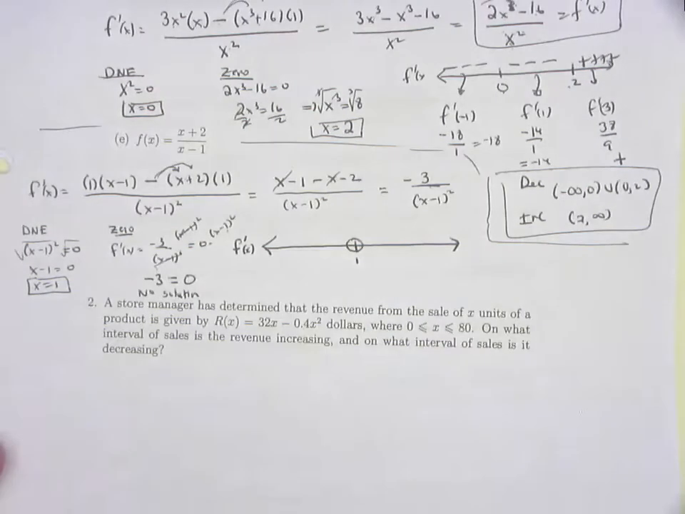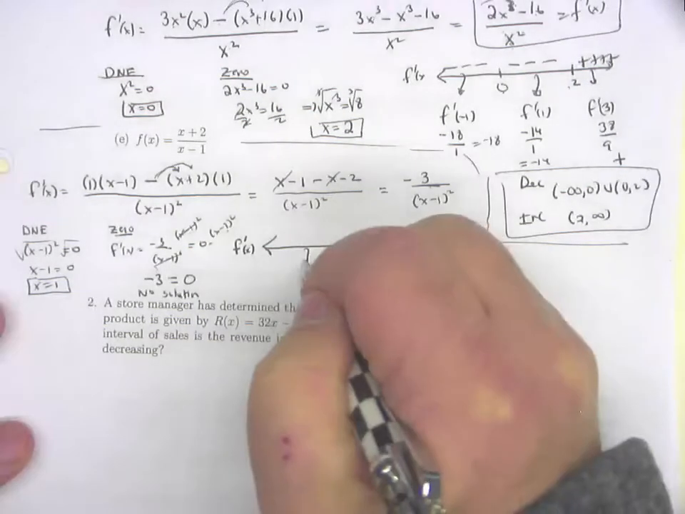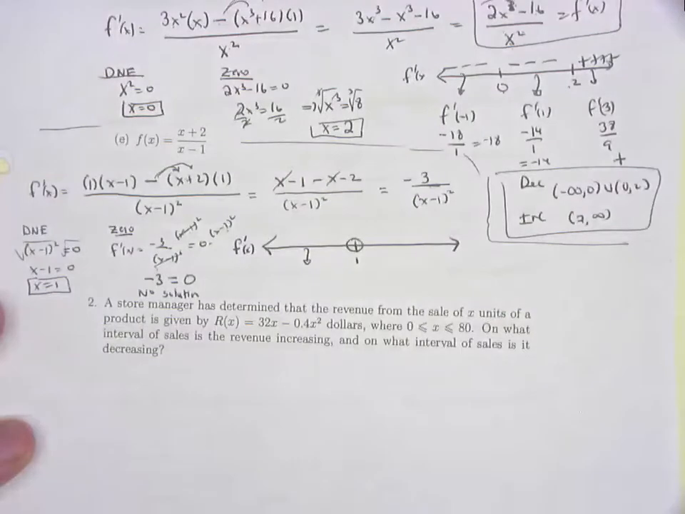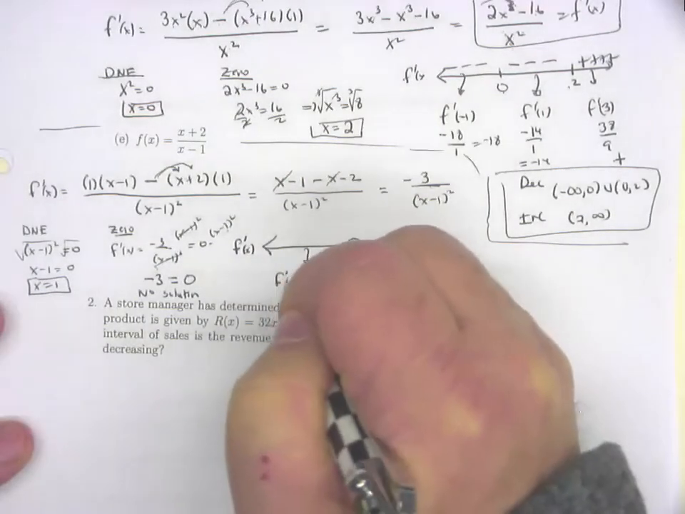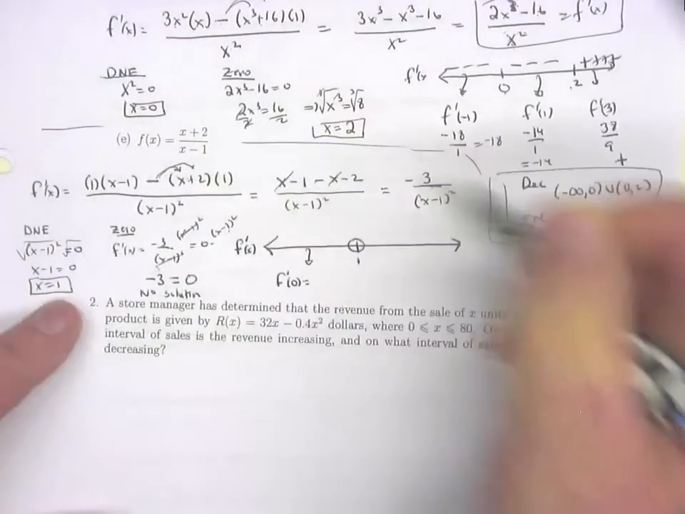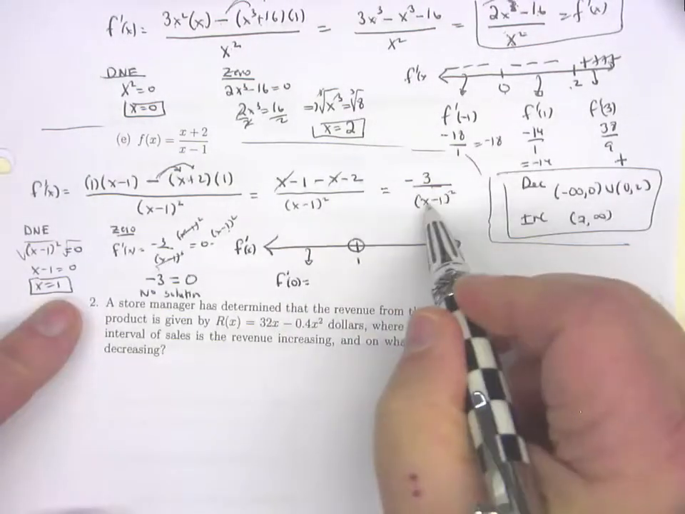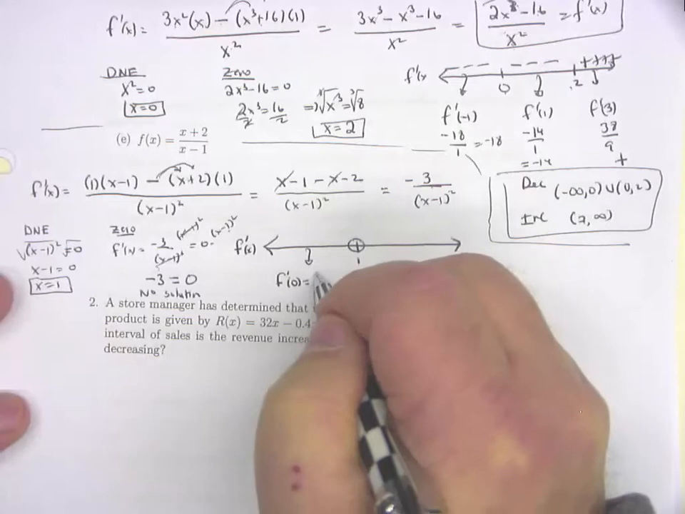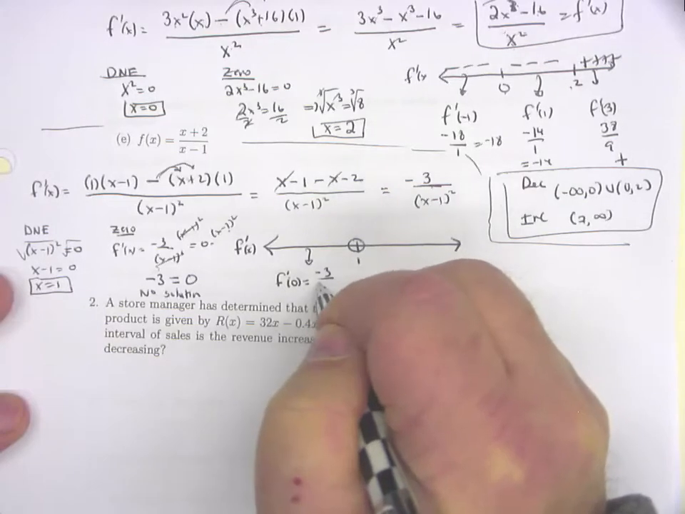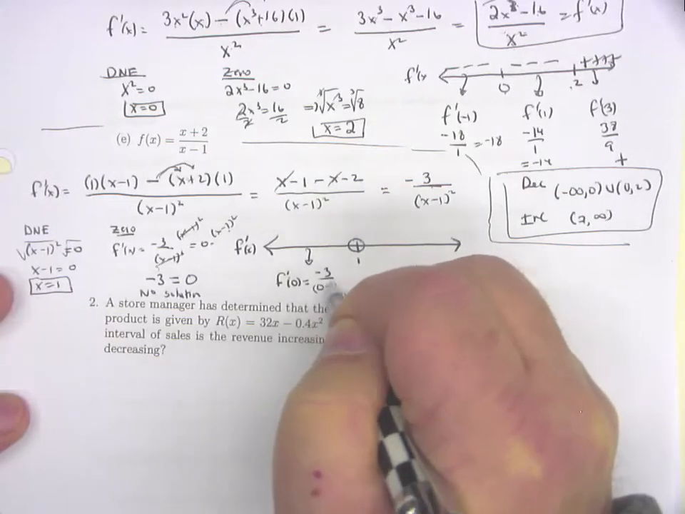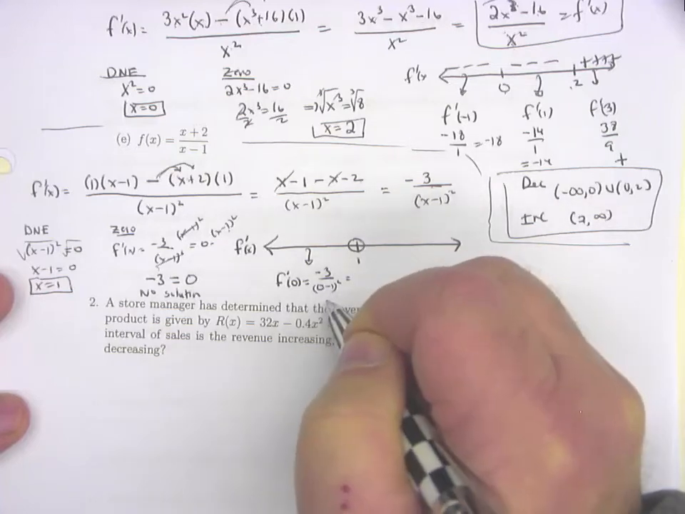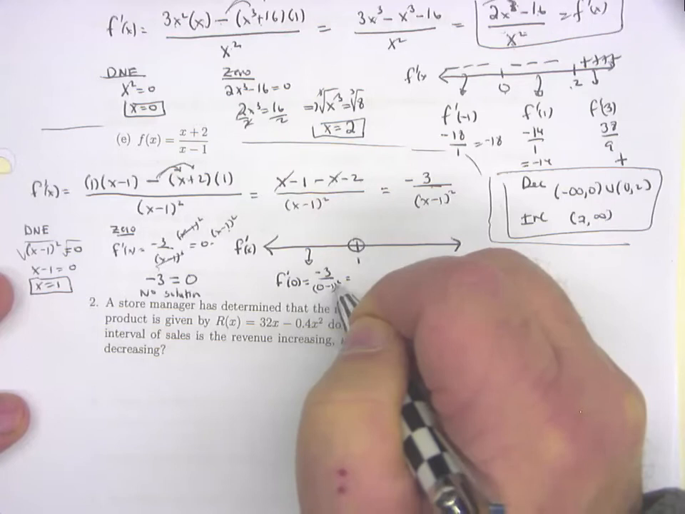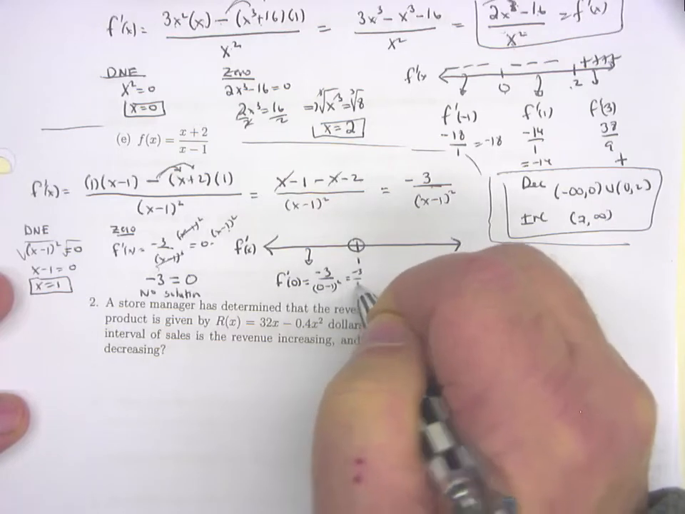So I'm going to do test values. Pick a number less than 1. Use your brain. Good choice. So I'm going to plug in 0 into my derivative. Again, my derivative is negative 3 over x minus 1 squared. Plugging in 0 is negative 3 over 0 minus 1 squared. This is negative 1 squared, which is positive. So this is negative 3 divided by 1, which is negative 3.